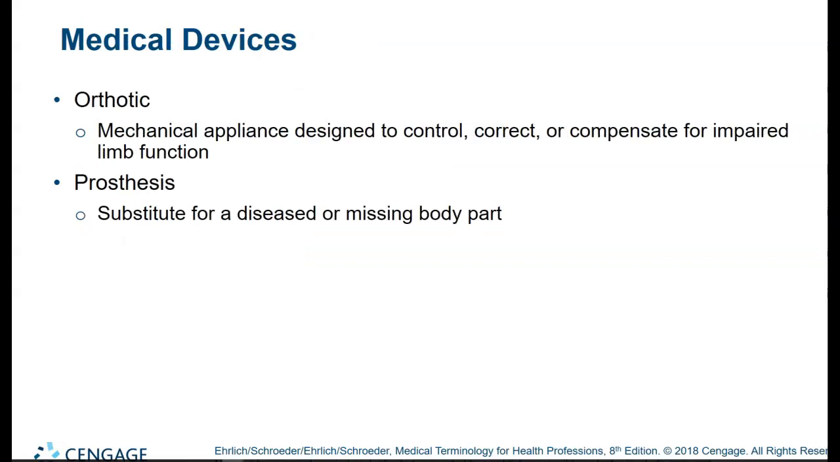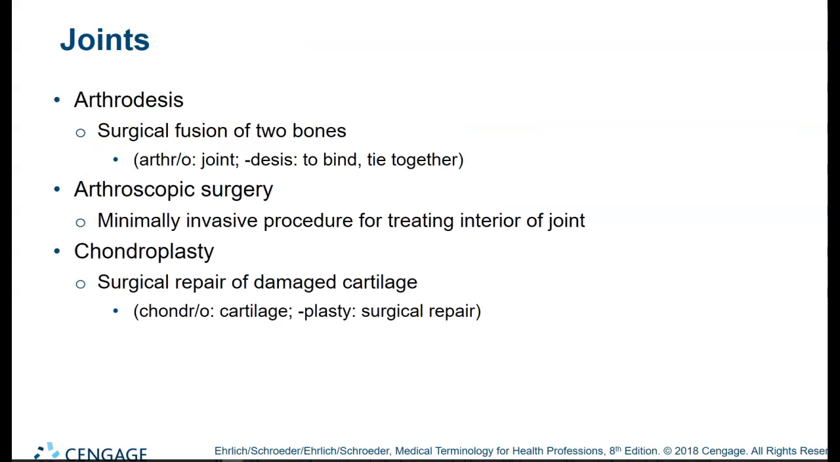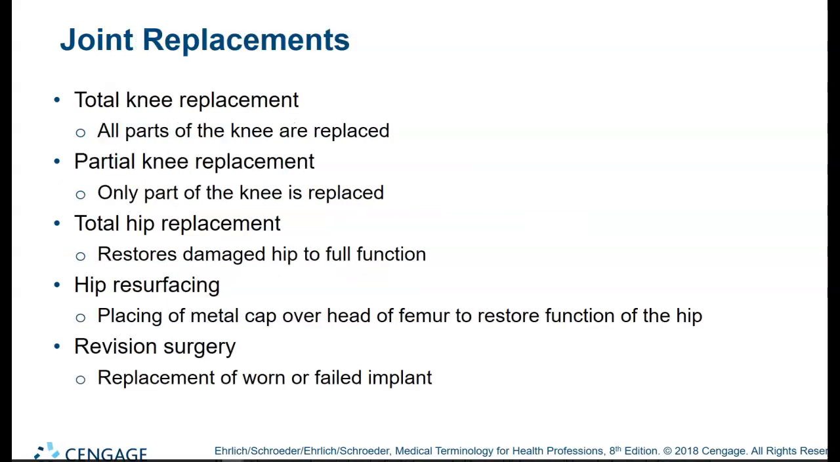An orthotic is actually an appliance we use to correct, control, or compensate for a problem with a limb. Prosthesis is actually a substitute for a missing body part. Different types of terms that you're going to hear: arthrodesis, again, it's a surgical fusion of two bones; arthroscopic surgery; chondroplasty is a surgical repair of damaged cartilage; joint replacements, total knee replacement, TKR.